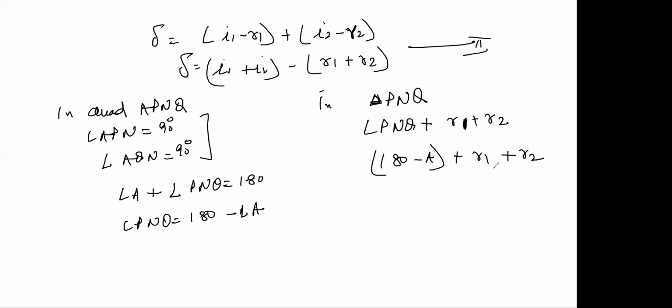What can I do with this? What is R1 plus R2? How can I replace angle A in this equation? So I have 180 minus A plus R1 plus R2. So what is angle P and Q? 180 minus R1 plus R2. Or I ultimately get the value.